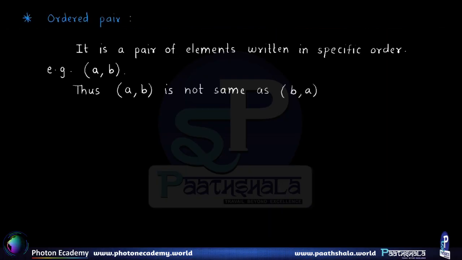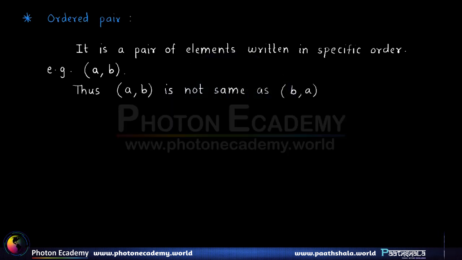Ordered pair. An ordered pair is a pair of elements written in a specific order. For example, if we have two elements denoted by A and B, then we simply write them in brackets as (A, B). As the name suggests, it's an ordered pair, so the order matters here.